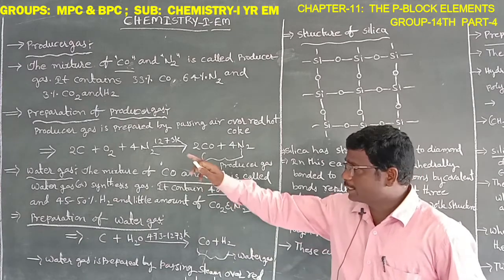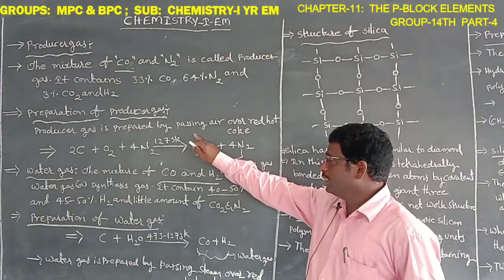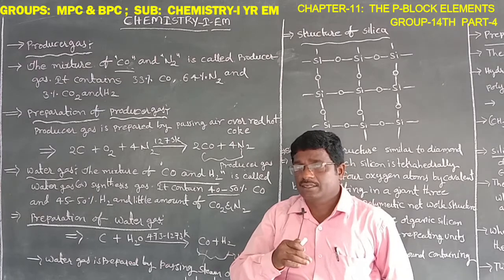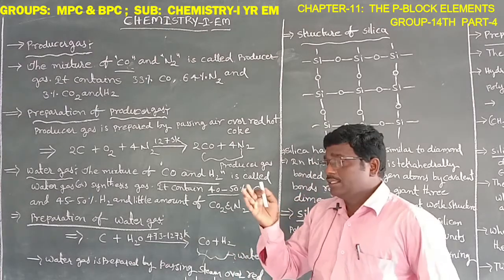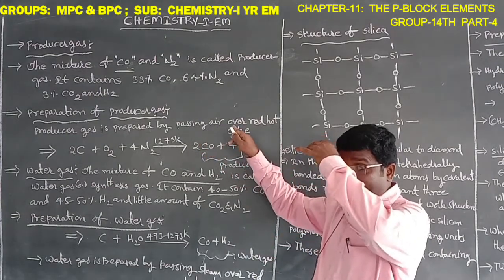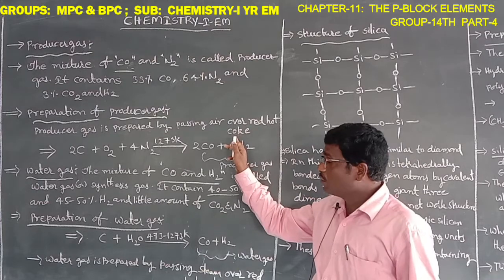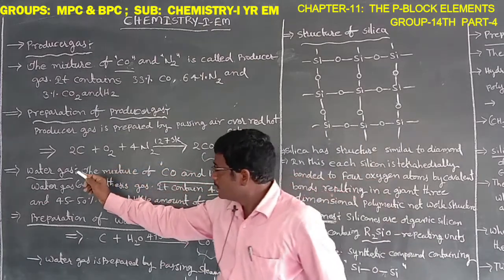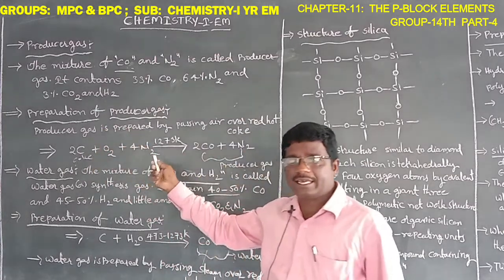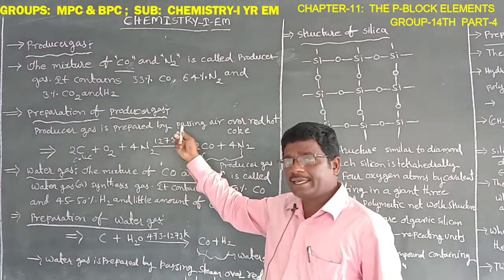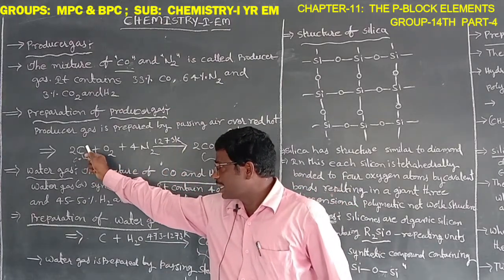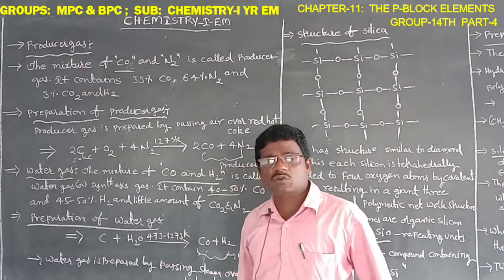Producer gas is prepared by passing air over red hot coke. Air consists of oxygen and dinitrogen gas. Coke means the carbon atom, C, also known as coke or coal.